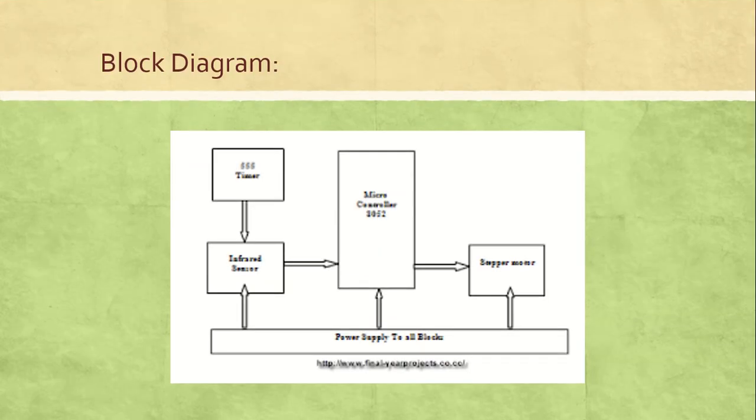There are timer, infrared sensor, microcontroller and supply motor. The timer is connected to the infrared sensor, it is connected to the microcontroller, and it connects to the motor, and power supply goes to all the blocks we see in this image. Then we will see the system circuit.